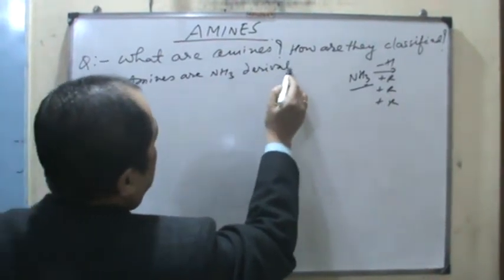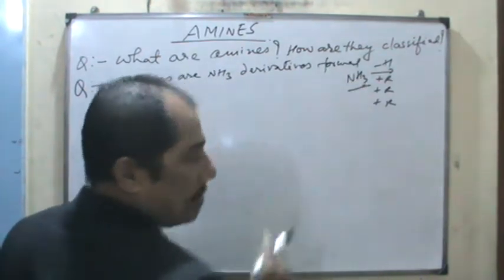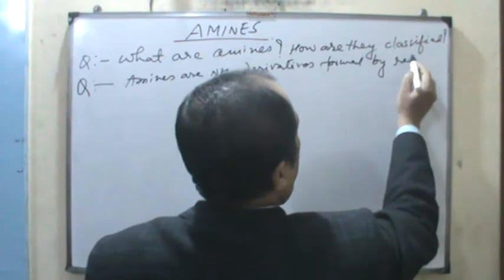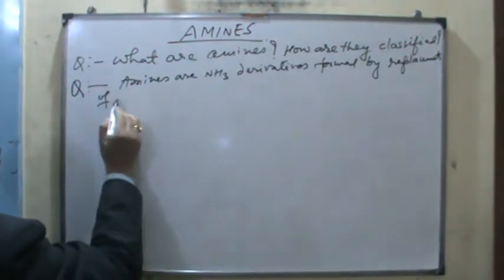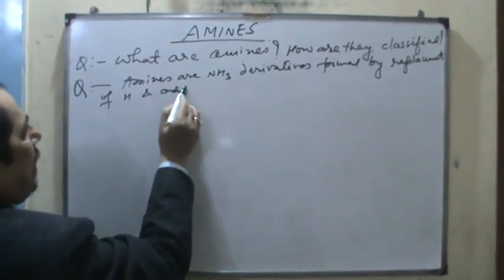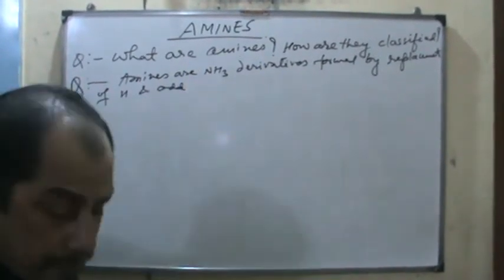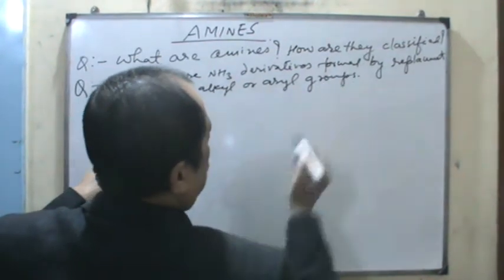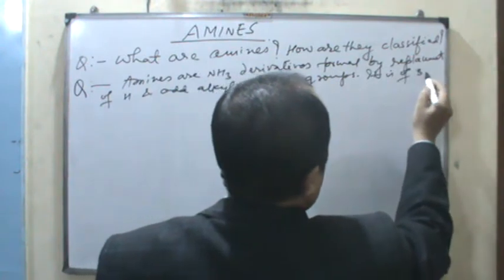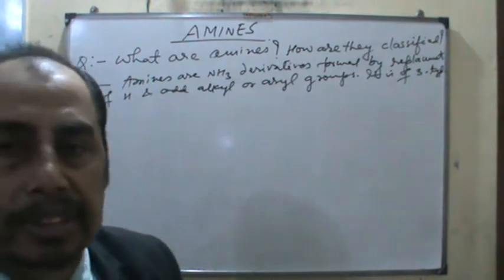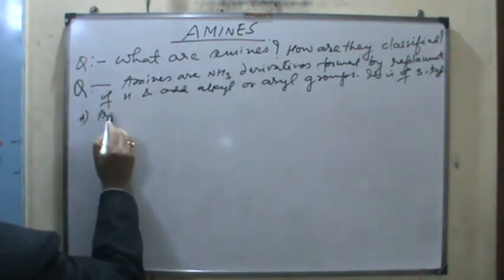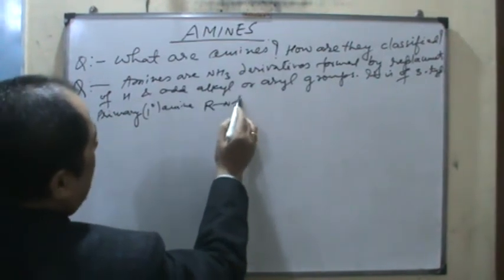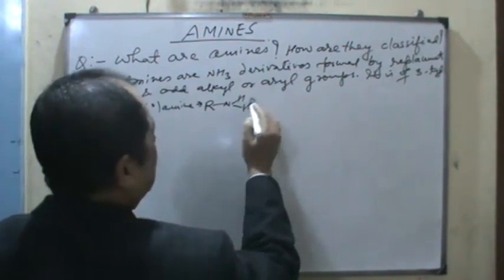ammonia derivatives formed by replacement of hydrogen and adding alkyl or aryl groups. It is of 3 types. Amines are of 3 types. As I have told you, first is the primary amine. Primary is also called 1 degree amine, RNH2.